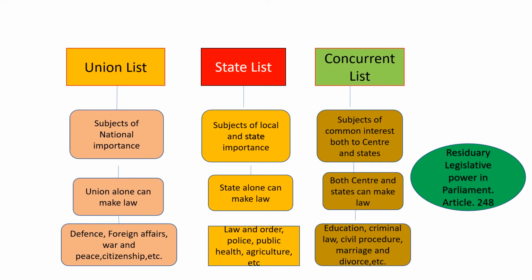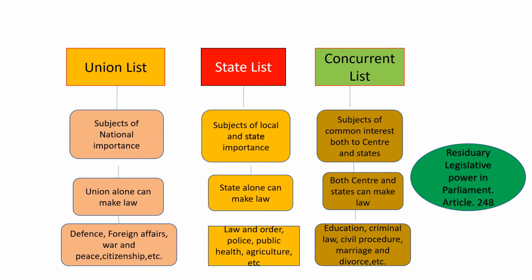Let us now consider broadly the nature of the three lists. List 1, that is the union list, consists of subjects of national importance, and on these subjects the union alone can make law. And this union list consists of subjects like defense, foreign affairs, war and peace, citizenship, extradition, railways, banking, interstate trade and commerce, etc.